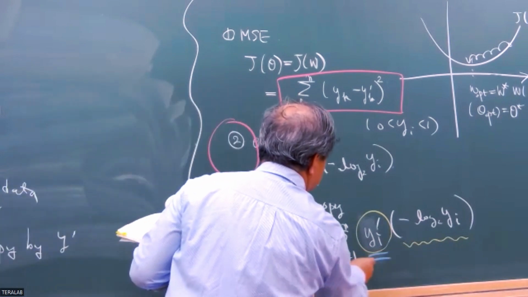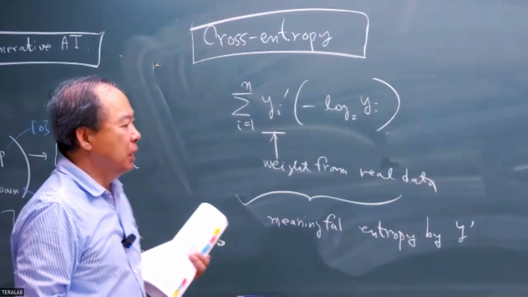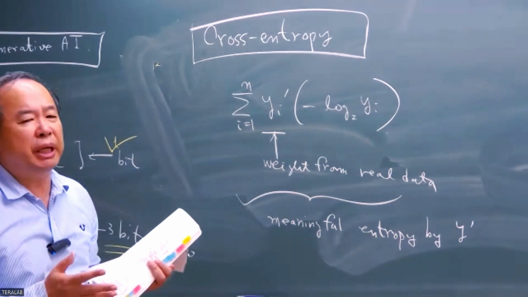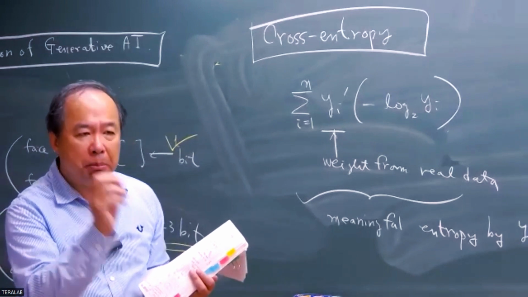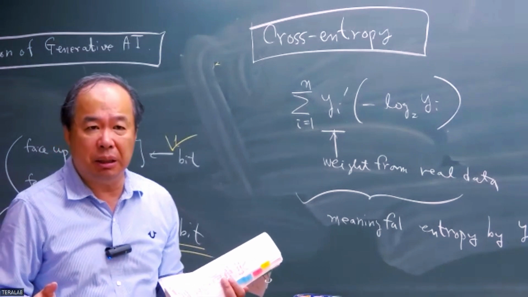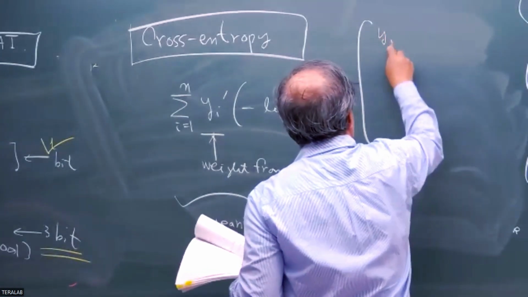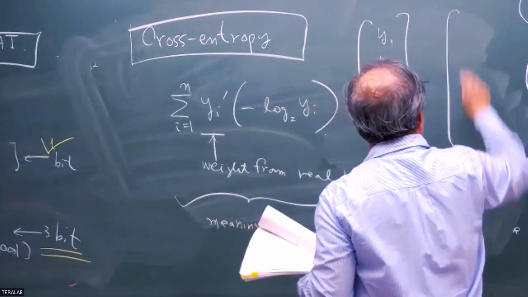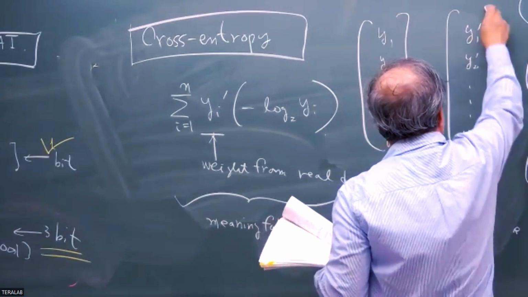We are multiplying the real data probability distribution. So cross entropy is a little bit more useful because we don't need to care about all the entropy of output. We only care about important entropy of output. Who is determining the importance of the yi? You remember that we have y1, y2, and yn, and this is output of generative AI. We have y1 dash, y2 dash, or yn dash.